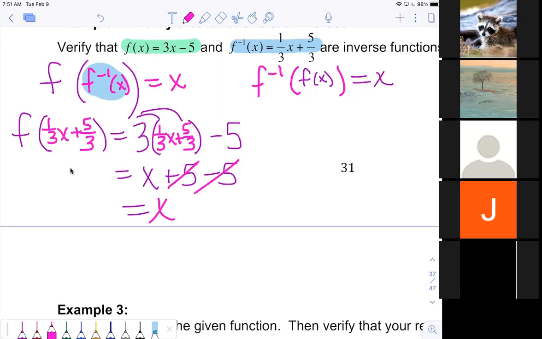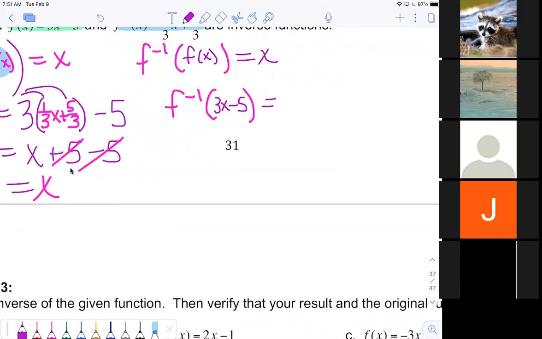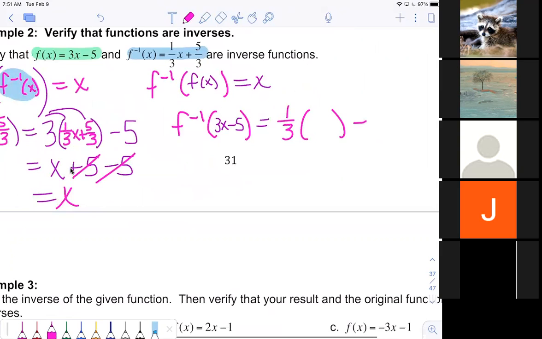So you see how they're opposites of each other and they cancel each other out. That's what inverses do. They're inverse operations. So now we have half of it done. Nice job, Gabby. Let's work on the other half. So this time, we're going to use the original function, 3x minus 5, and we're going to plug that into the inverse function. So the inverse function was 1/3 times x plus 5/3. Well, x is 3x minus 5.